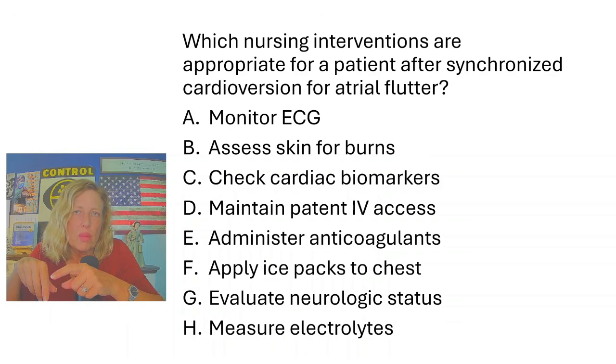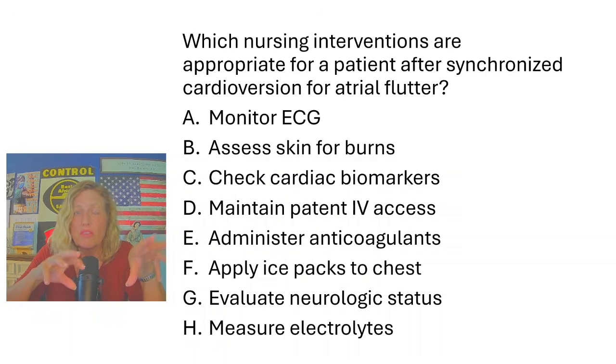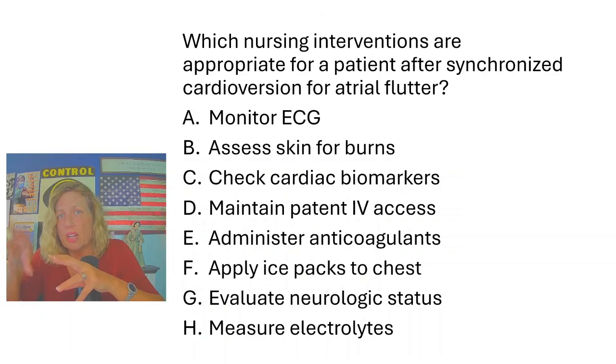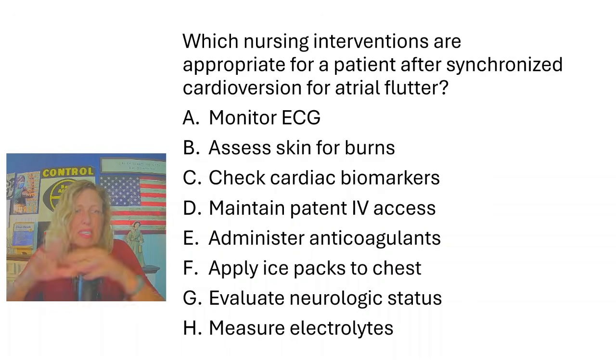Check cardiac biomarkers. Do you know what cardiac biomarkers are? Biomarkers are cardiac enzymes like troponin, right? We want to see if they were in atrial flutter, did they end up having any cardiac damage from this? So let's go ahead and look and see if there was any cardiac damage. So let's assess cardiac biomarkers. Maintain patent IV access. That's a good idea. That's just common sense. Yeah, let's have an IV in case we need to give them anything more.